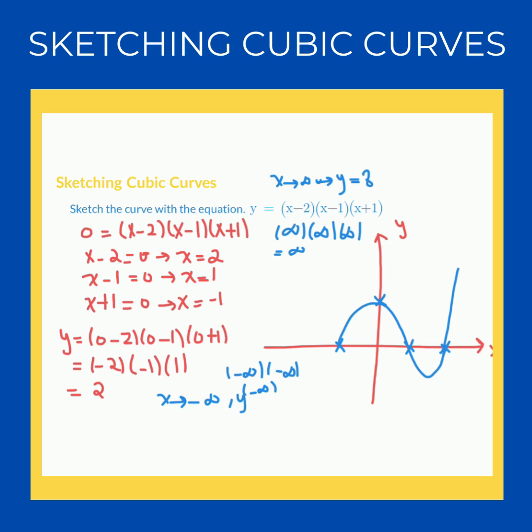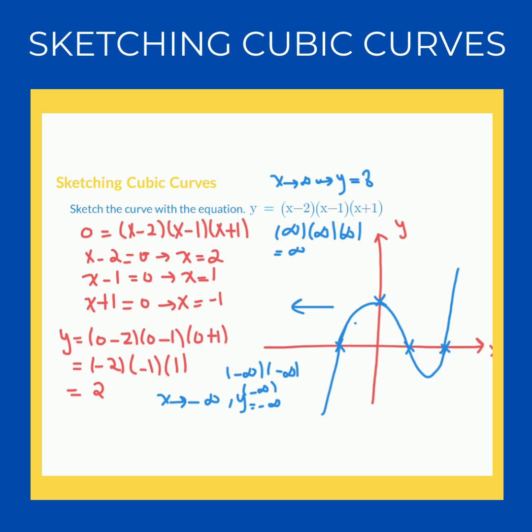So I have negative infinity times negative infinity times negative infinity, and the answer is negative infinity, because negative infinity times negative infinity is infinity. Then infinity times negative infinity is negative infinity. So y is negative infinity. So as x goes to negative infinity, so as the value of x decreases, y decreases as well. So as x decreases, so as x goes to the left, y goes down, it decreases. So I have to extend the line downwards.